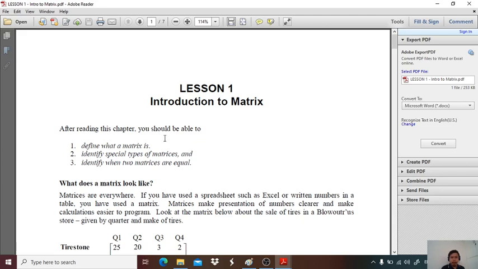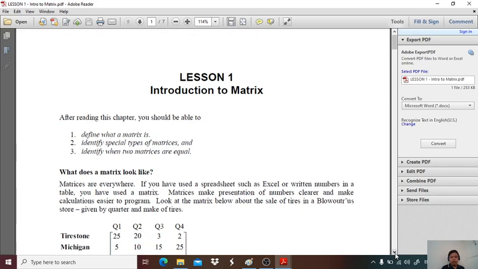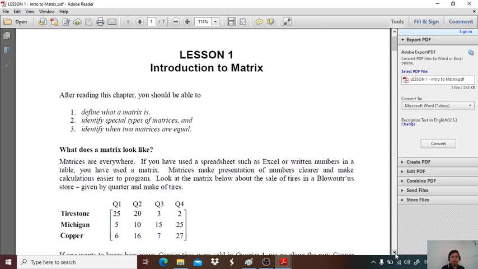The objective of this lesson is, after reading this lesson or chapter, you should be able to, number one, define what a matrix is, identify all special types of matrices, and identify whether two matrices are equal. So what does a matrix look like?